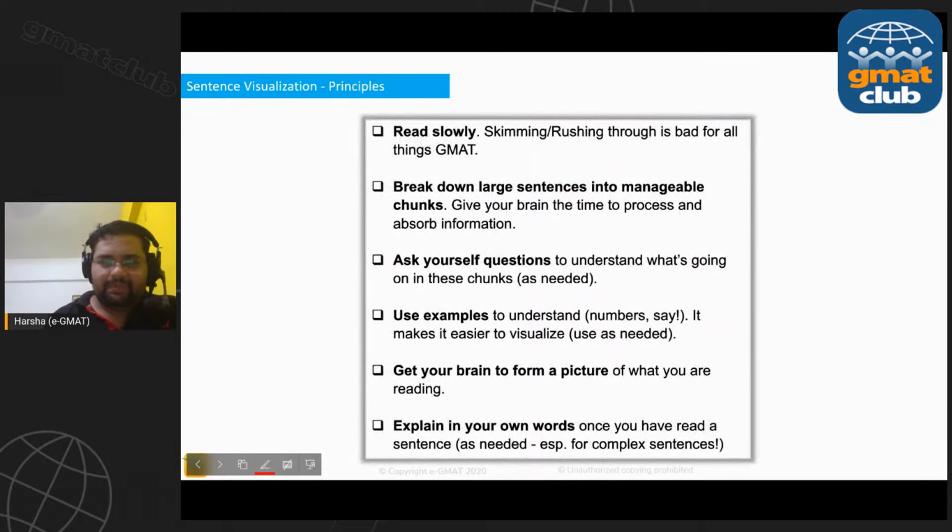Now, the principles that you've seen here, this is a very simple sentence. I doubt if any of you really had too much of an issue with it, but the principles are important. Read slowly. Skipping, skimming, rushing is bad for your GMAT. Keep that in mind. Especially if it's a large sentence. If I give you a sentence like Kevin is taller than Devin, you don't have to break that down. But when you have a larger sentence, give your brain the time to process and absorb that information. Break down those sentences into manageable chunks.